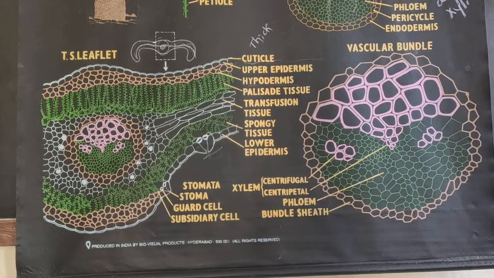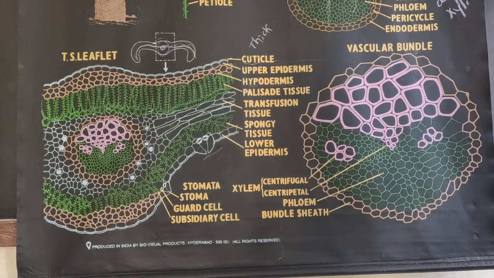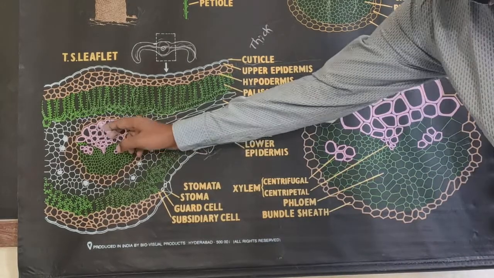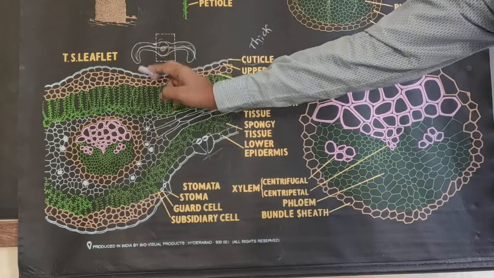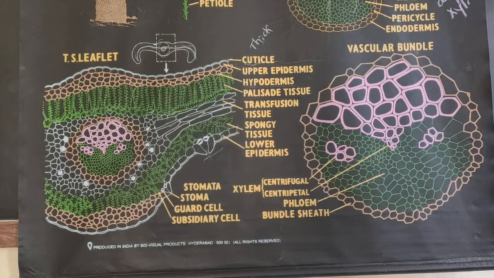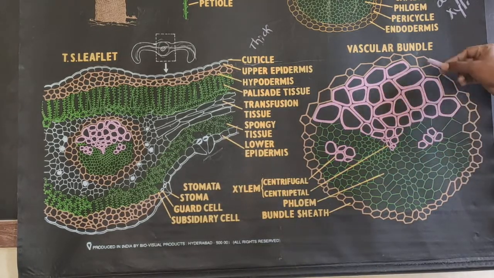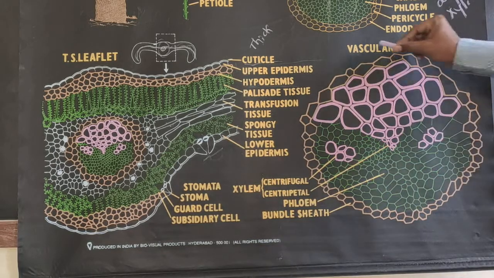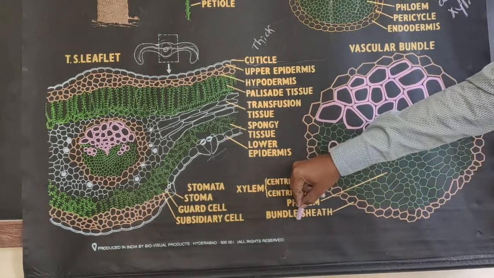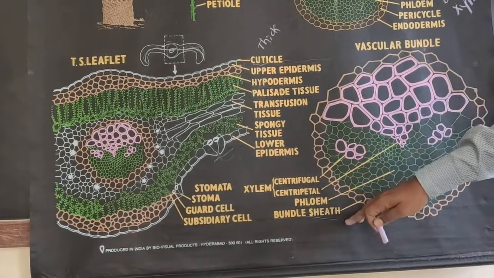So this is about the mesophyll. Mesophyll is differentiated into palisade and spongy parenchyma. At the central region, that is at the mid-vein region, you will find the presence of a single vascular bundle. If you look at the structure of this vascular bundle, it is surrounded by bundle sheath cells.